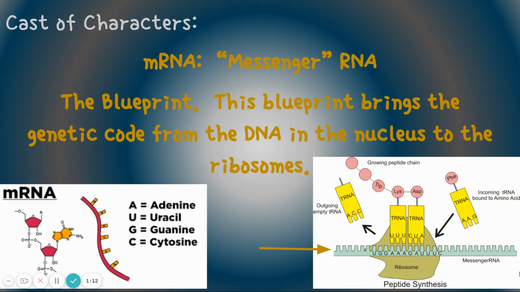So DNA, that double helix, is just too big to leave the nucleus, but the RNA, that single-stranded structure, is small enough to leave the nucleus and go out to the ribosomes. You can see the messenger RNA here in the picture to the right. It will come out to the ribosome, and then its message will be read by the transfer RNA, and the amino acids will be linked together with peptide bonds to build your proteins.